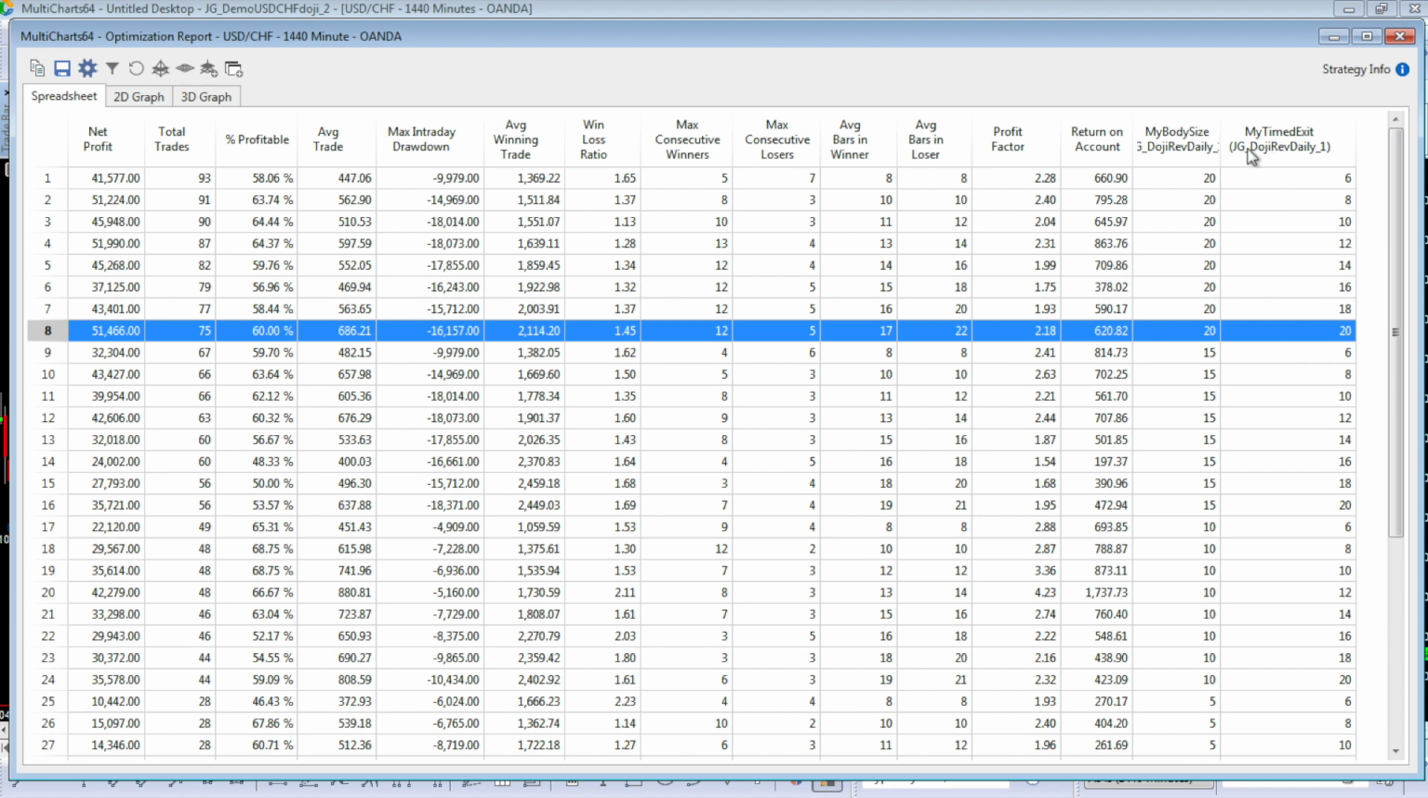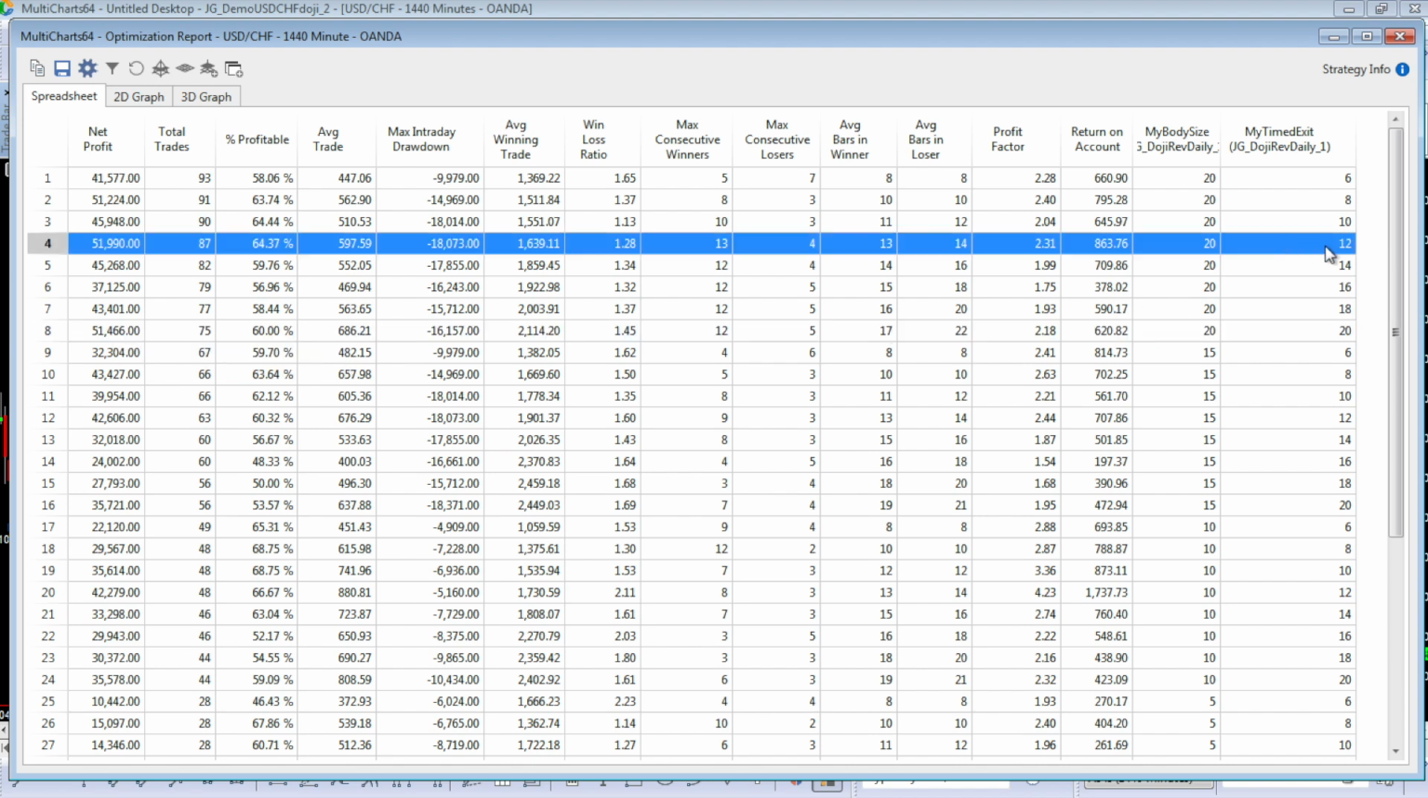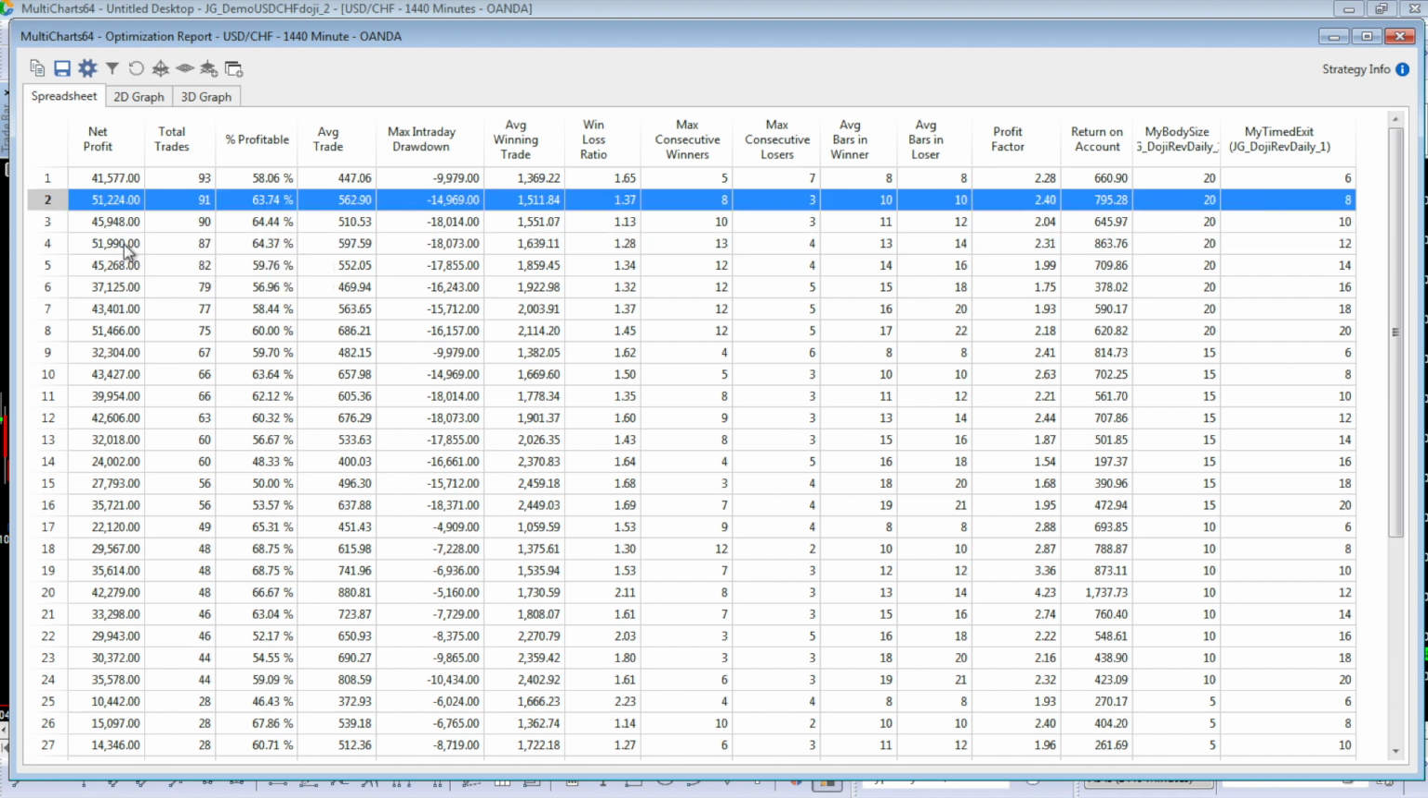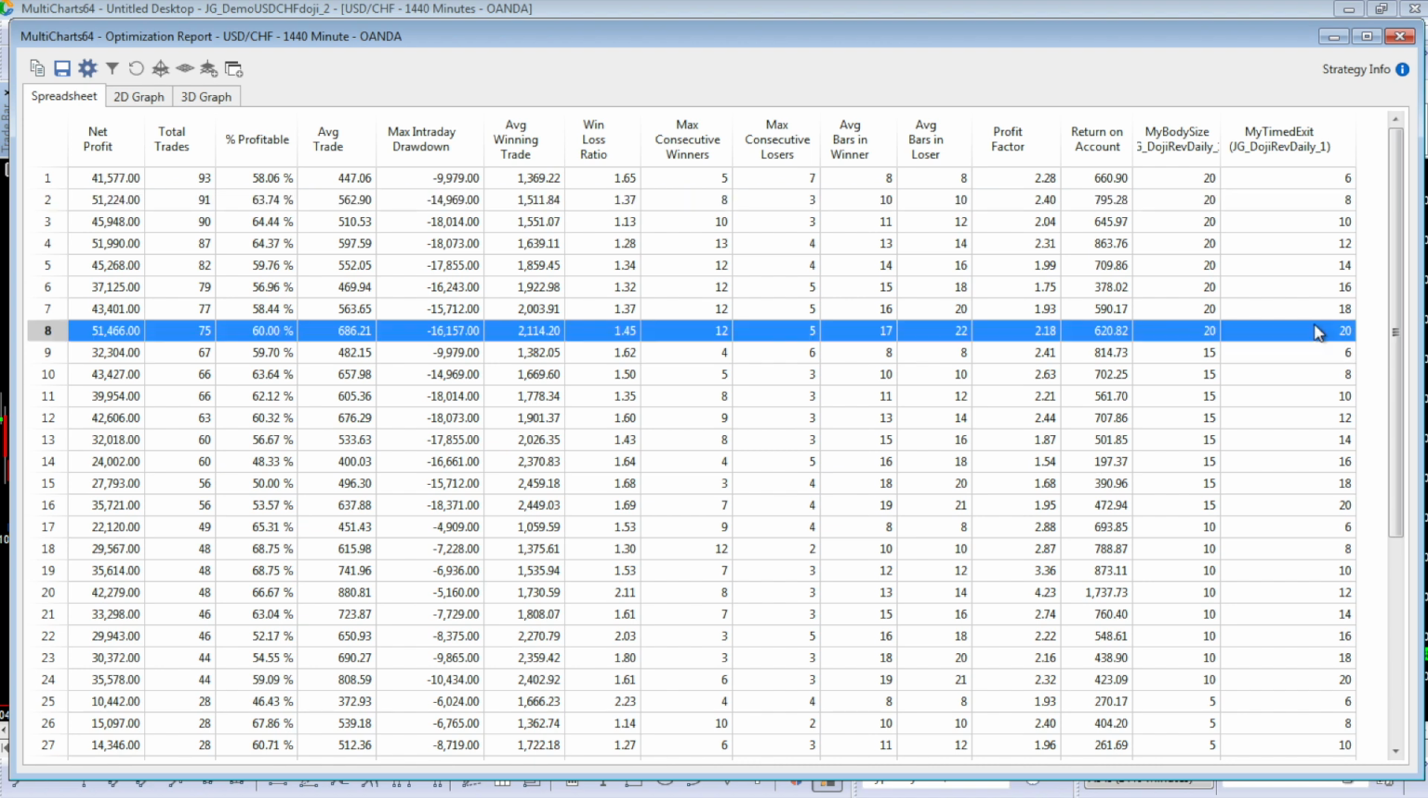But just looking at the timed exit again, we can see that with the body percentage of 20, a 20-day exit, we're making 51,400. 12 days makes 51,990, and 8 days is just a little bit less than that. So in terms of efficiency, we're holding the trade for less than half the time using an 8-day exit compared to a 20-day exit, and yet we're only dropping a tiny bit of profit. So I am leaning towards using 8 days as our exit.